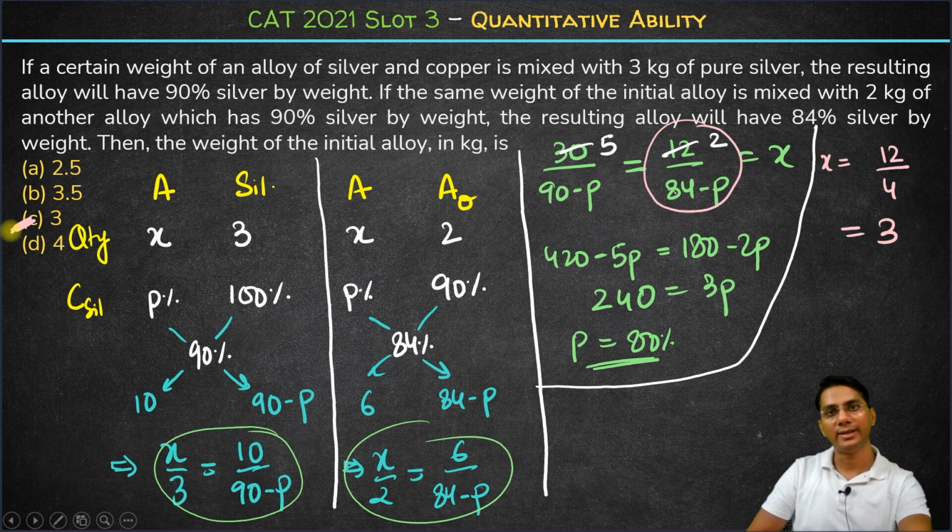Hence the correct answer here is option C. The weight of the initial alloy is 3 kgs.